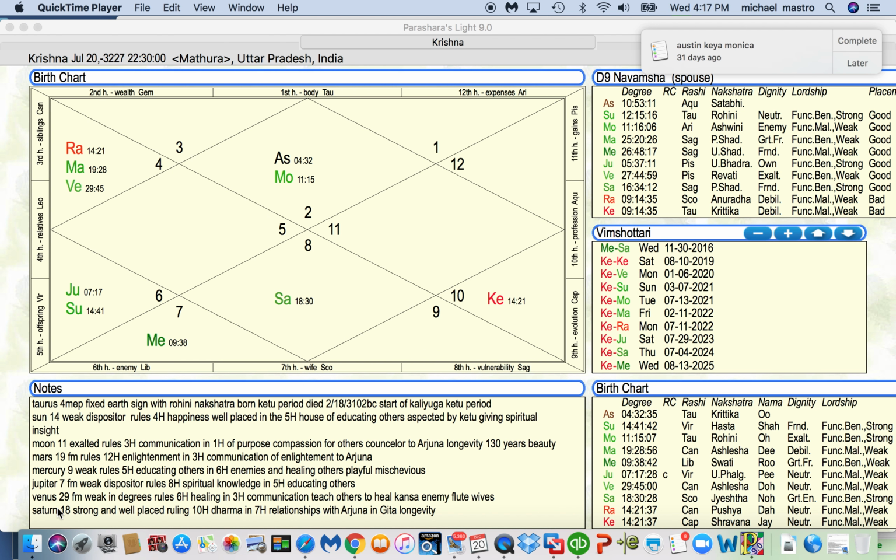So Saturn is at 18 degrees. It's in the house of relationships, partnerships, and it is ruling the house of career, or Dharma. So he, through his relationships with Arjuna and many other people that he was teaching in the Gita, he gained longevity. He was said to be at about 130 years old when he passed away. So Rahu is at 14 degrees.